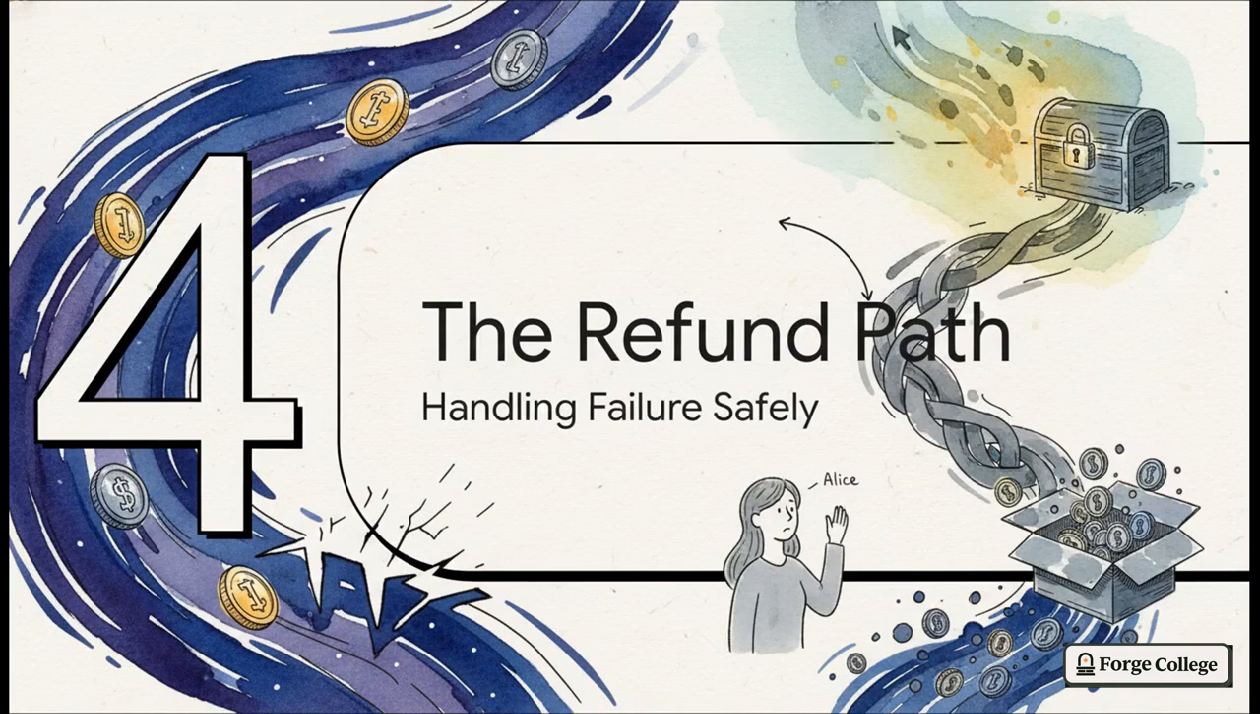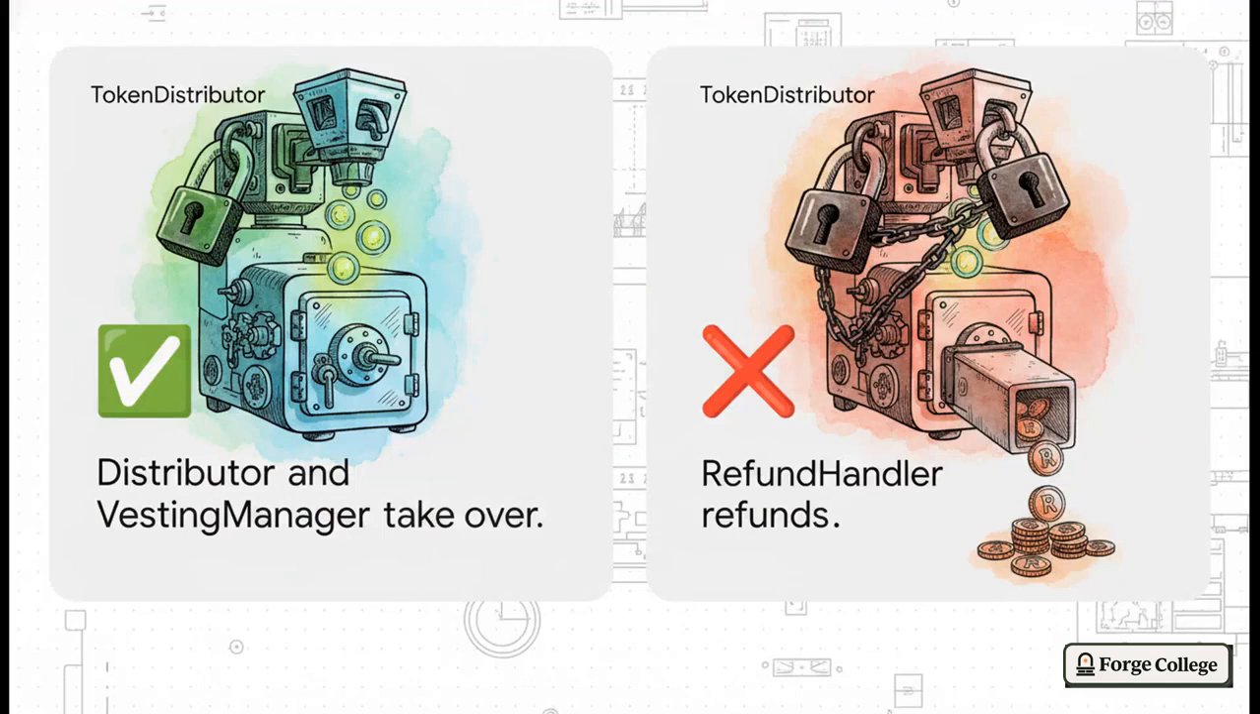Now for Section 4, the refund path, handling failures safely. So that brilliantly illustrates the happy, everything-went-perfectly setup. But what happens when it's time to actually finalize the sale? We really need to plan for 2 very different outcomes here.